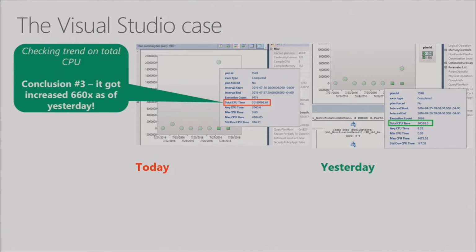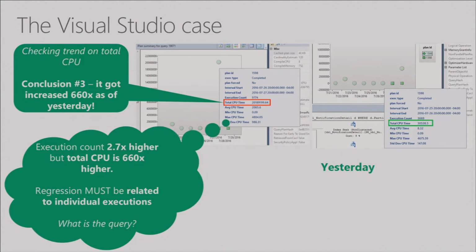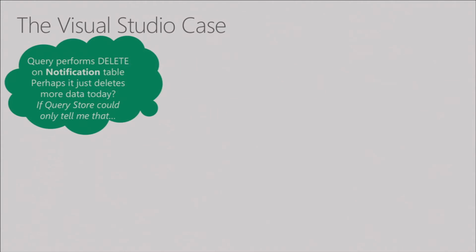Total CPU, on the other hand, was increased more than 600 times. So something must be related to the individual execution, because if you increase the number of executions only 3 times and overall CPU goes 600 times, something is related to the individual execution. So they basically decided to go and analyze this query to see the necessary details.